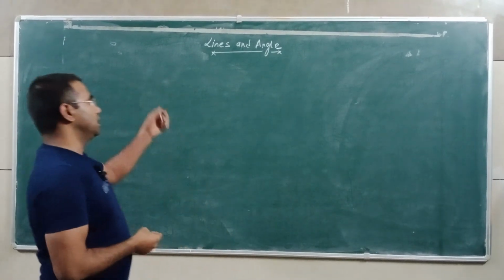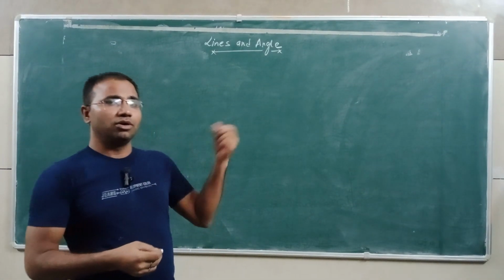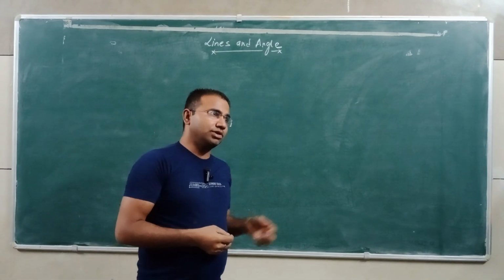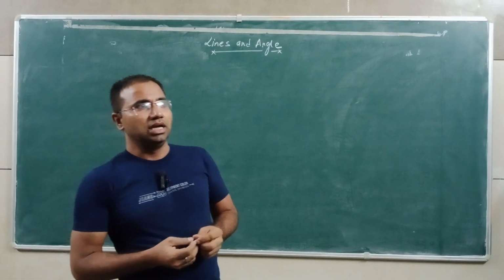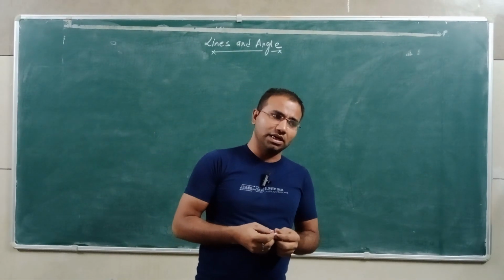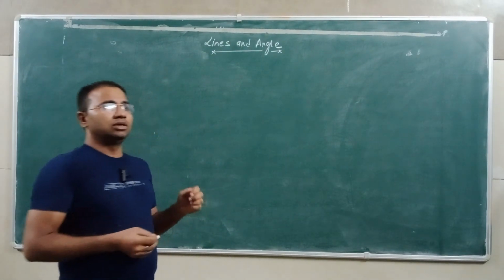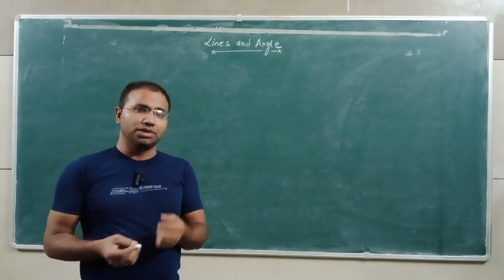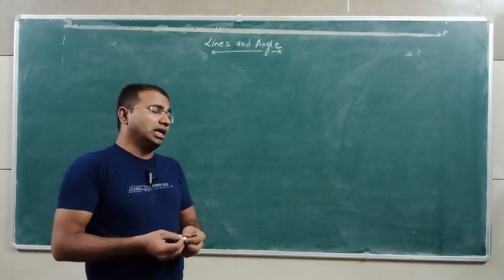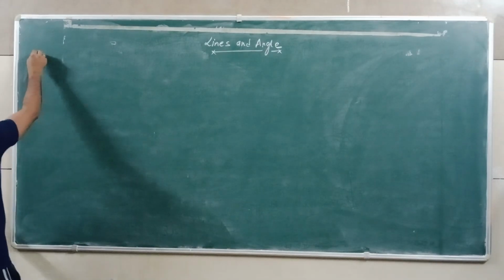See here what is written: lines and angle. We have been learning lines and angles from the last videos. In the last video we discussed line, ray, line segment, angles, and how you will give the naming of an angle. Okay. So today we are going to learn measurement of angle, types of angle on the basis of measurement, and pair of angles.